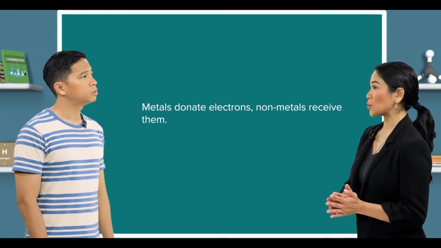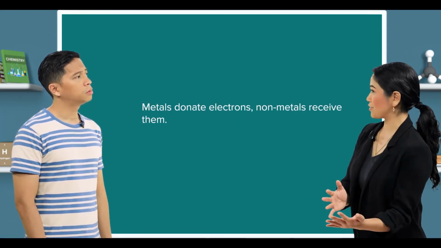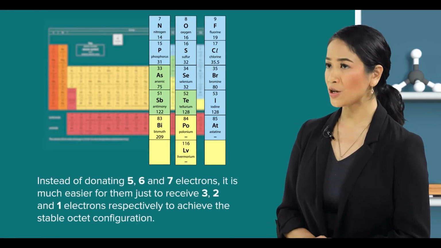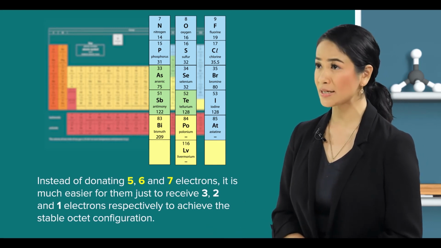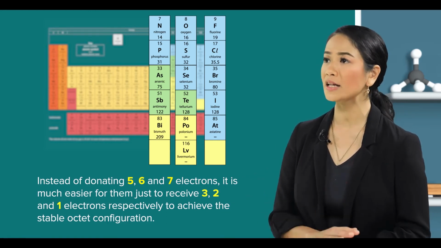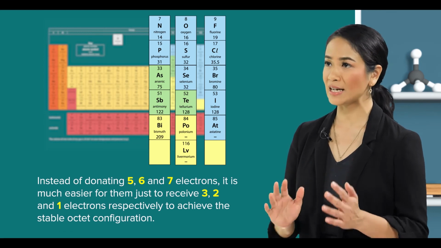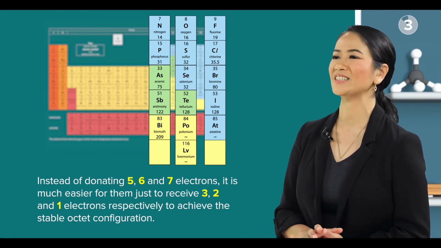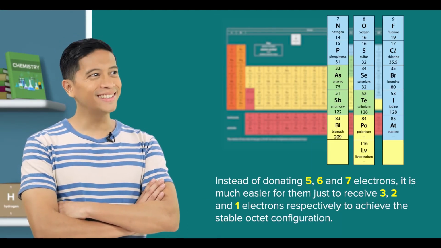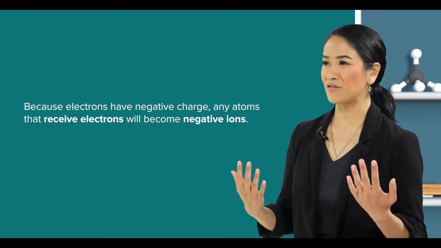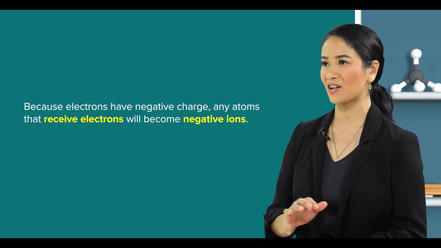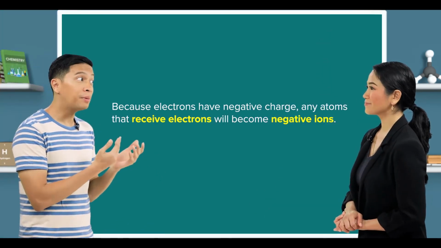Well, while metals donate electrons, nonmetals receive them. Let's take a look at groups 5, 6, and 7. Instead of donating 5, 6, and 7 electrons, it is much easier for them to just receive 3, 2, and 1 electrons respectively to achieve the stable octet configuration. Ah, I see. And because electrons have negative charge, any atoms that receive electrons will become negative ions.